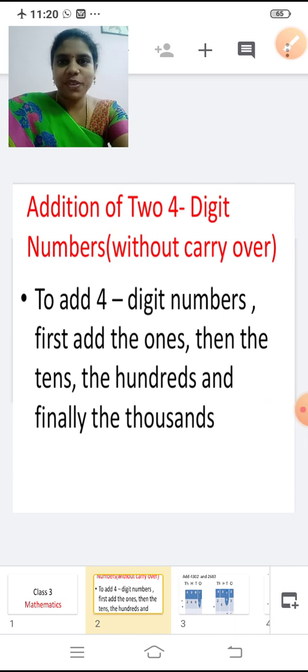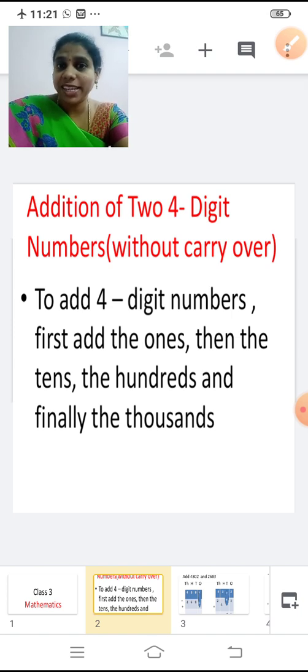Addition of two 4-digit numbers without carryover. We are going to add two 4-digit numbers without carryover. Shall we? Yes. To add 4-digit numbers, what you have to do? First, add the ones, then the tens, then hundreds, and finally the thousands. First you add the ones place, then the tens place, then the hundreds, and finally the thousands.